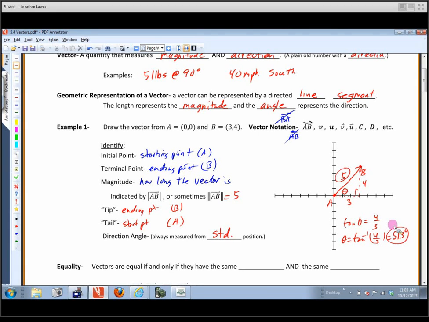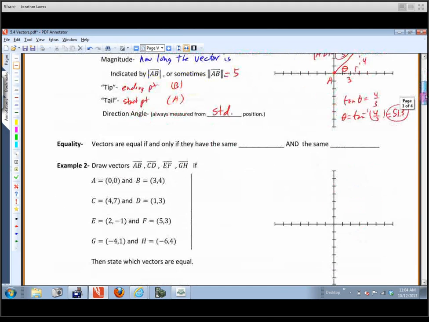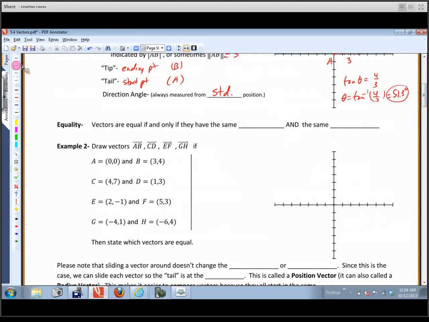Okay, so a little bit of practice in getting used to those. Again, we've got our tip right here, we've got our tail right here, our starting point and our ending point. We've got our magnitude of the vector right there, and then we've got our direction angle. So lots of vocabulary to get used to. And we're going to use that vocabulary in the next case to talk about when vectors are equal. Vectors are equal if and only if they have the same magnitude and the same direction. So both of these things have to be equal in order for vectors to be equal. And we're going to look at a couple of different vectors here.